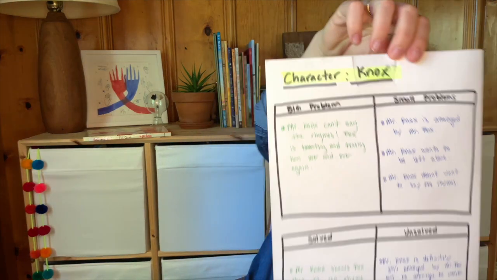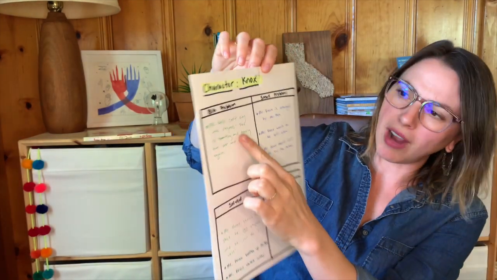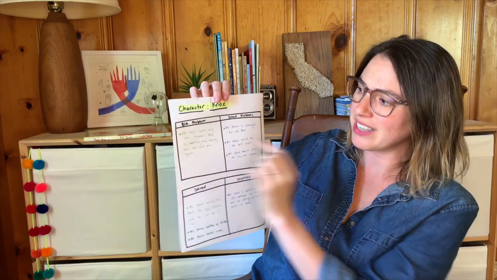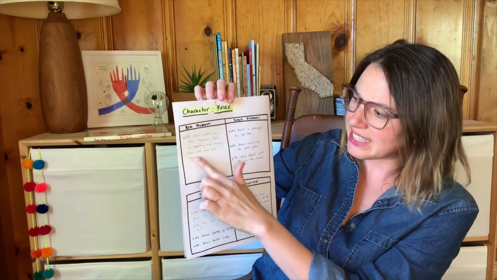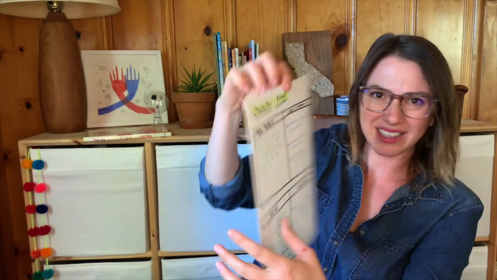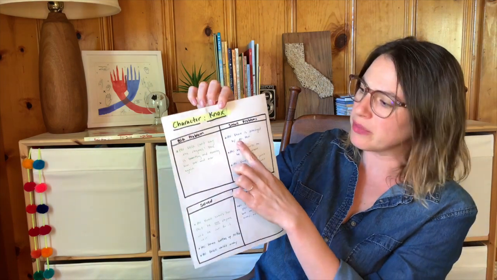The character is Mr. Knox, right? And his big problem is that Mr. Knox can't say the rhymes. And Fox is taunting and teasing him over and over again. That's like the big problem in this story, right? That the main character, Mr. Knox, faces.